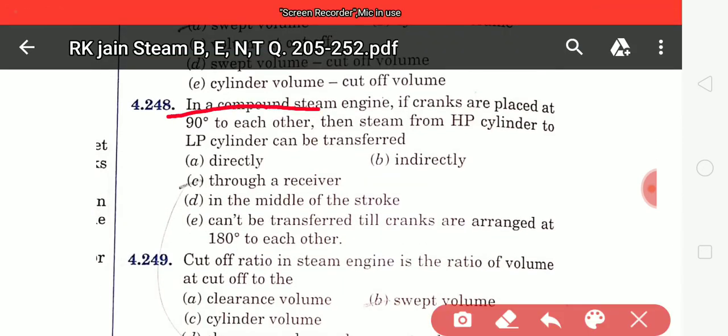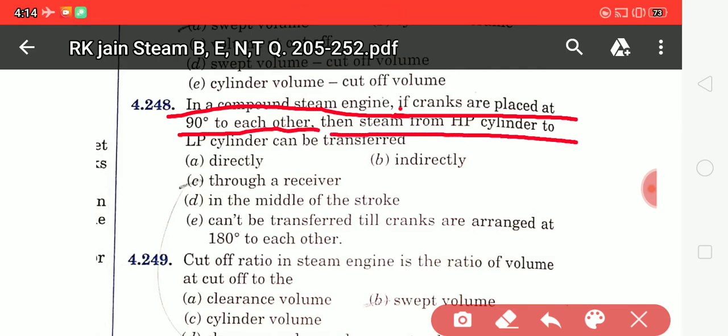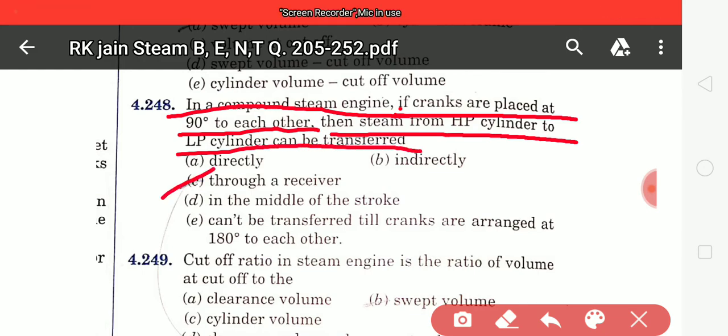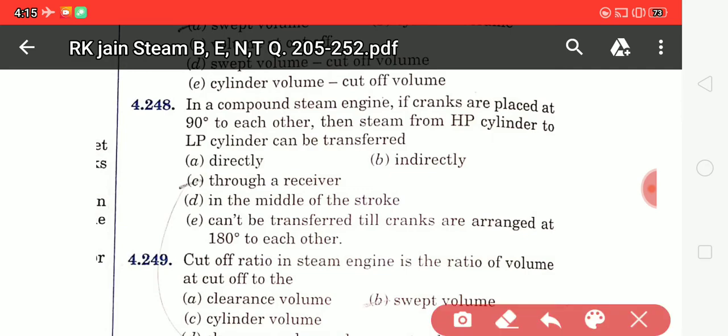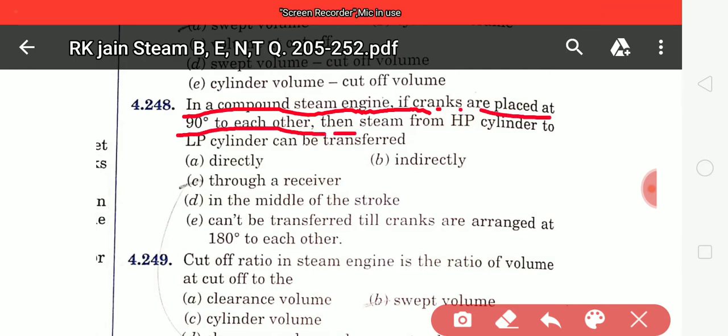Next, in a compound steam engine, if cranks are placed at 90° to each other, then steam from high pressure cylinder to low pressure cylinder can be transferred through a receiver.